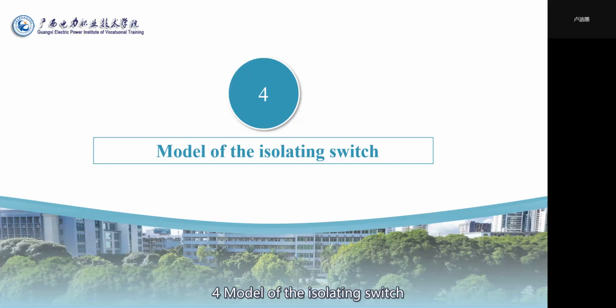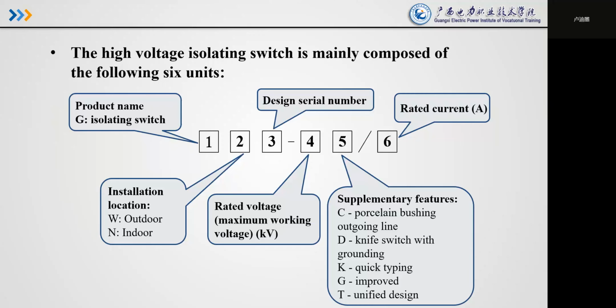4. Model of the isolating switch. The high voltage isolating switch is mainly composed of the following 6 units. 1. Product name. G means isolating switch. 2. Installation location. W means outdoor. N means indoor. 3. Design serial number. 4. Rated voltage, maximum working voltage.